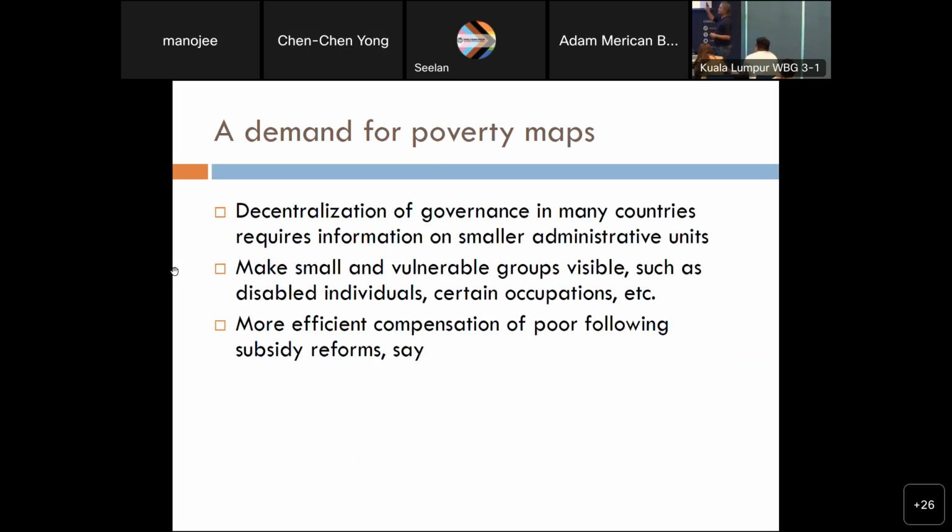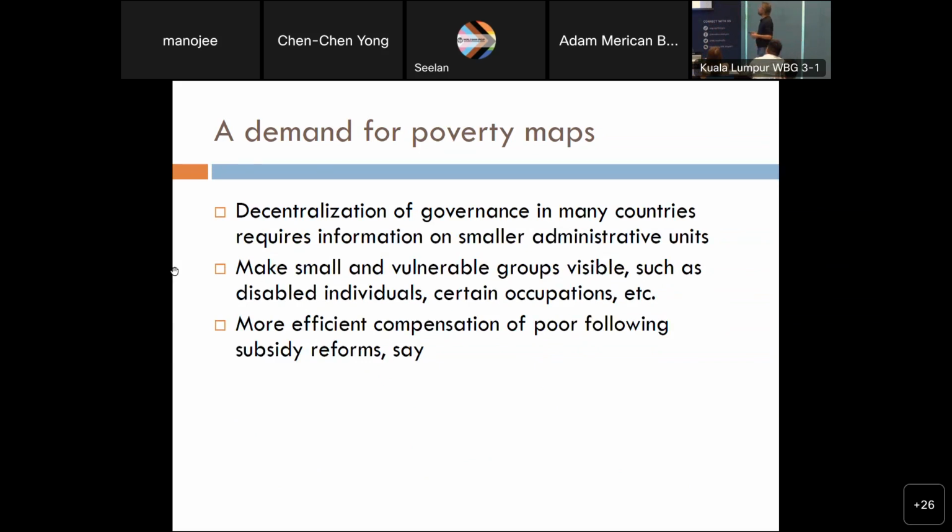And so decentralization, I mentioned the US as an example, right? For the federal government, it's helpful to know how poverty is distributed across states, and they allocate resources across states. But within states, it is helpful for even state governments to know how welfare is distributed within the state.